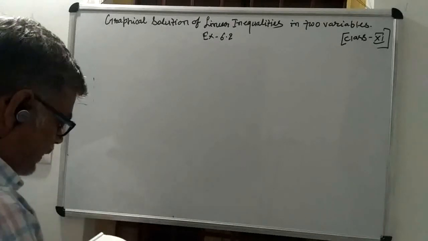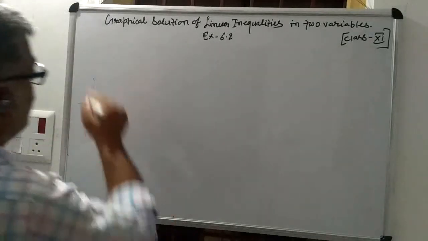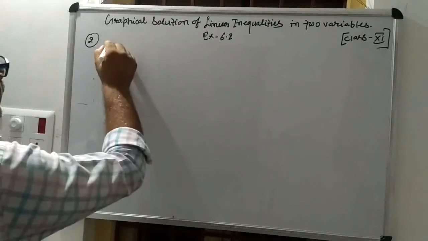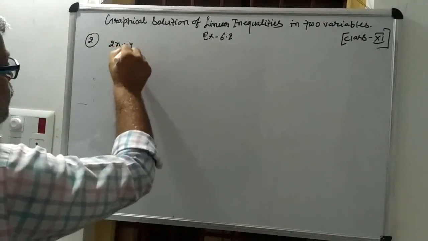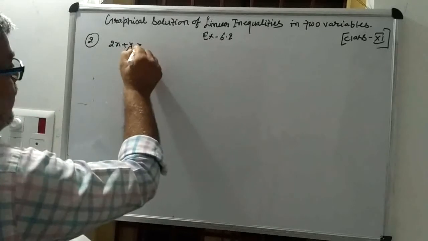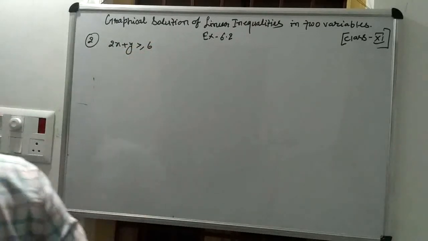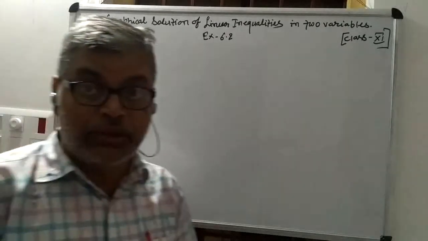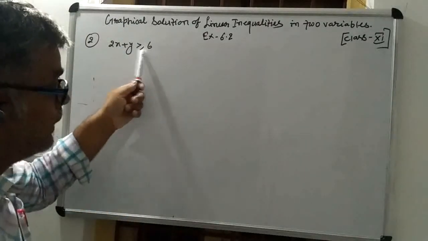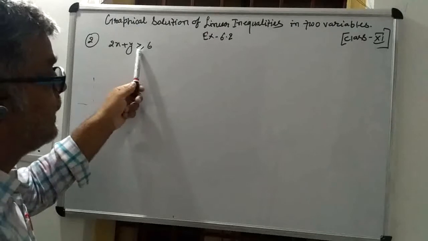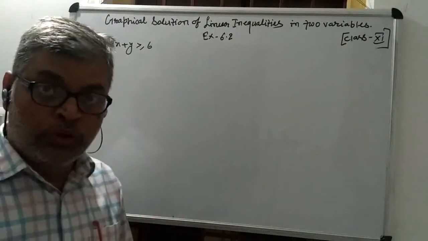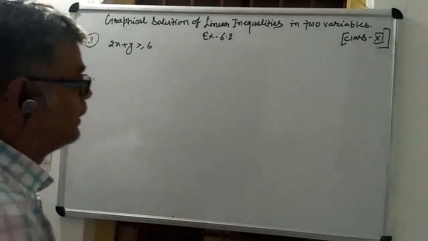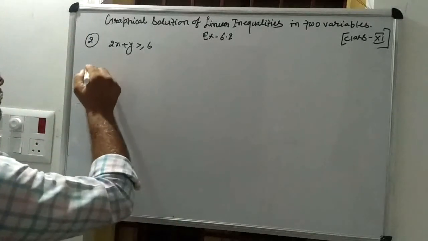Take one more question, that is question number 2. That is 2x plus y is greater than or equal to 6. Now this is an inequality, simply inequality. It is not a case of strict inequality, because you can see that there is an equal sign also. So this is a case of simple inequality. So now let's see how it will be solved.